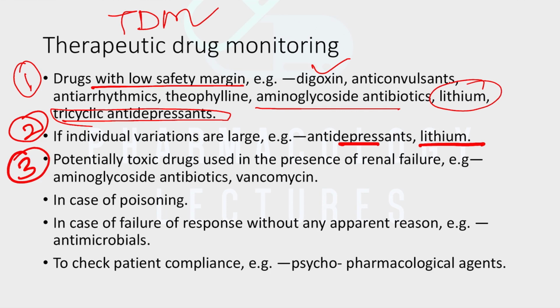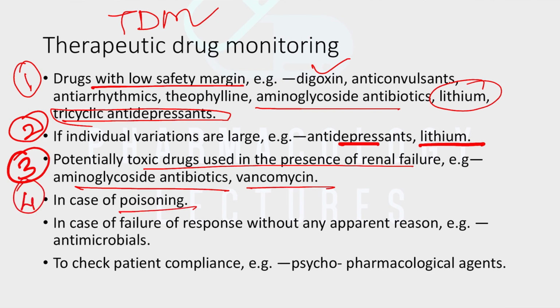The third reason why we need to check the concentration of drug in the blood is for toxic drugs, right? Especially toxic drugs if we are using them in the presence of renal failure. The patient is already having renal failure, already having difficulty in excretion of that particular drug, and we are using a toxic drug, then we need to make sure that we are within the proper therapeutic window. So for that, drugs like aminoglycosides and vancomycin, we check through this TDM.